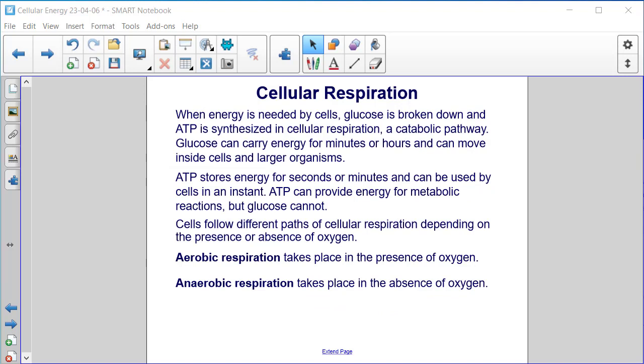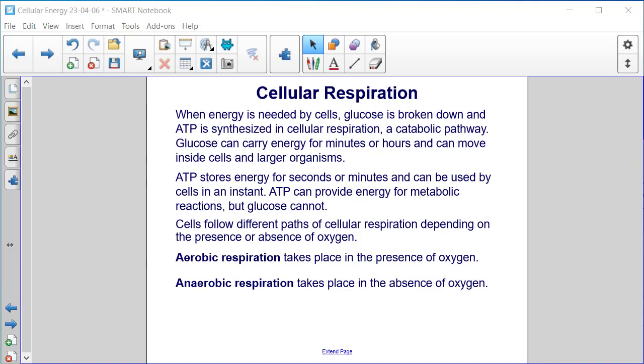When energy is needed by cells, glucose is broken down and ATP is synthesized in cellular respiration, a catabolic pathway. Glucose can carry energy for minutes or hours and can move inside cells and larger organisms. ATP stores energy for seconds or minutes and can be used by cells in an instant.